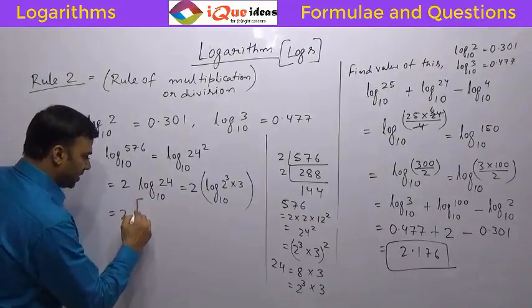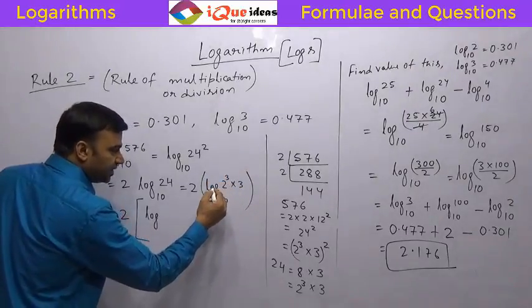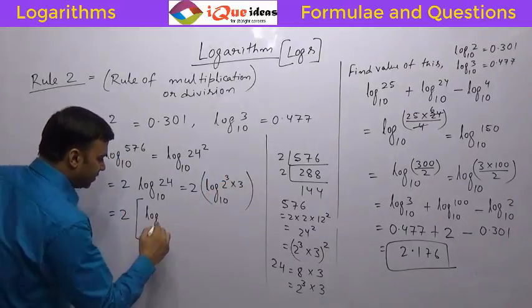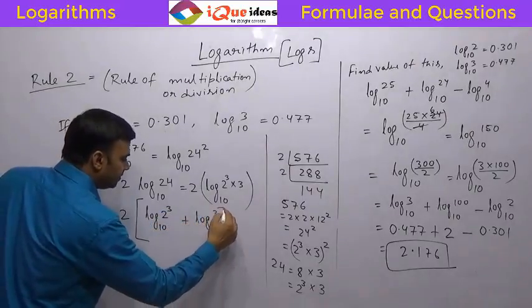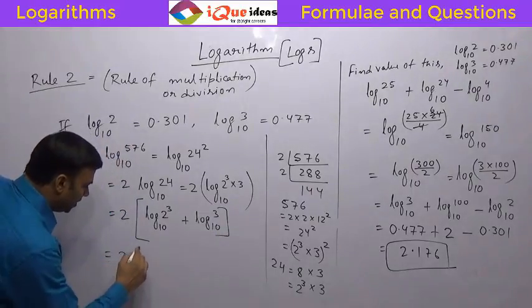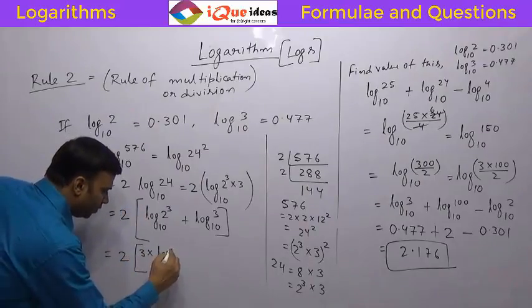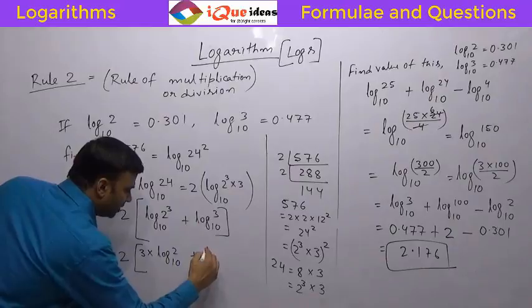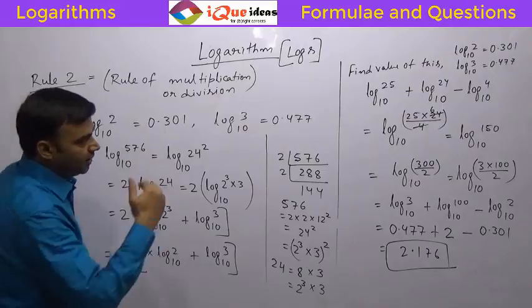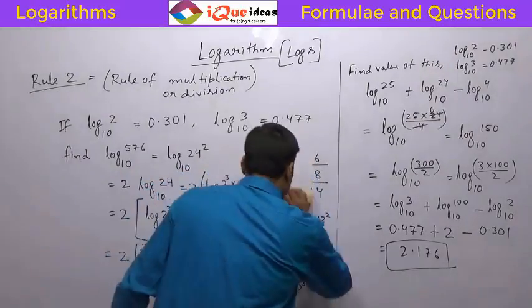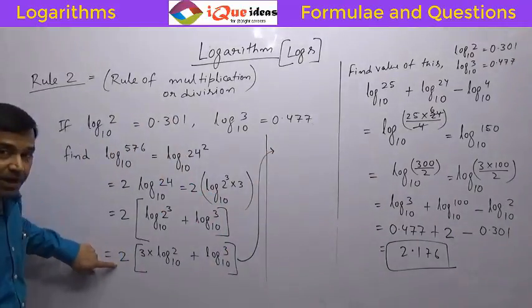Now this 2 is completely outside. Inside we have log of, now you see this is 2 cube into 3. So whenever there is a multiplication, logs can be separated with a plus sign. So log 2 cube to the base 10 plus log 3 to the base 10. Alright, so we have 2 into, now from here, only this 3 comes outside, so it is 3 into log 2 to the base 10 plus log 3 to the base 10. So now whatever values are given, you can use them here. So I'll write it here. So this expression comes here, and this 2 is completely outside, as you can see.